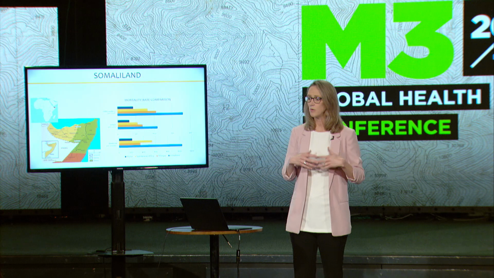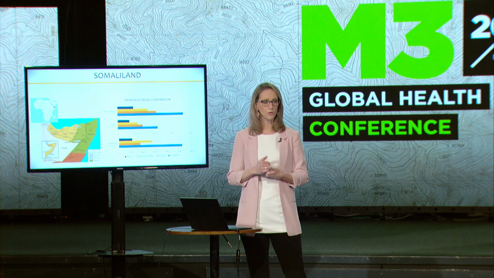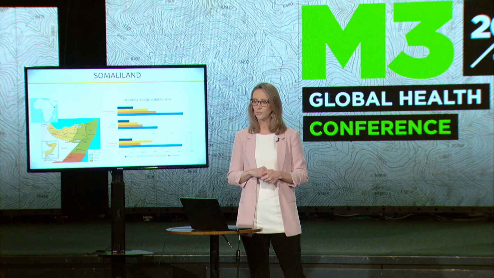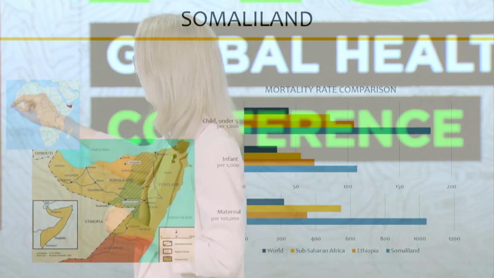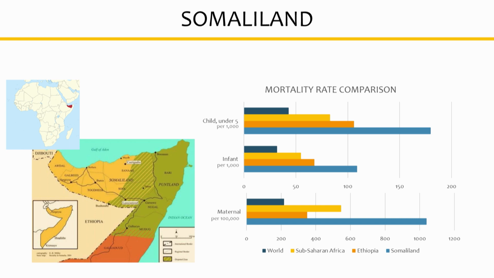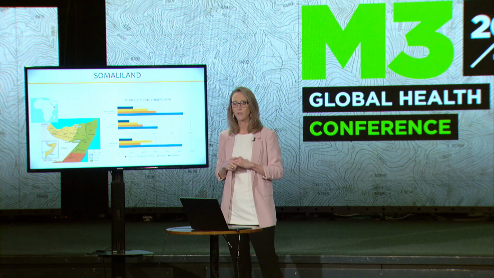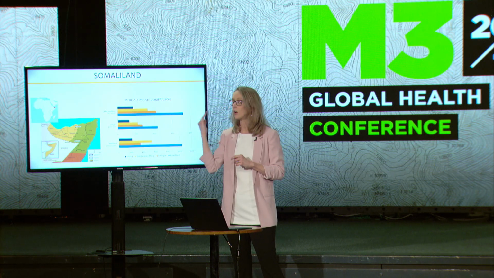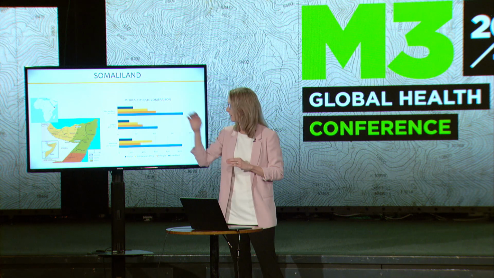Very, very poor. And when we think in terms of mothers and children, which is who I typically talk with, they also have some of the worst infant and mother mortality rates. If you look at the screen, to orient you, the top bar for children under 5, the top darkest bar is the rate for the world. The next one underneath that is the rate for sub-Saharan Africa, for all of sub-Saharan Africa. The next is neighboring Ethiopia, and then this bottom one is Somaliland. So the mortality rate for children under 5 for Somaliland is by far bigger than the comparisons.